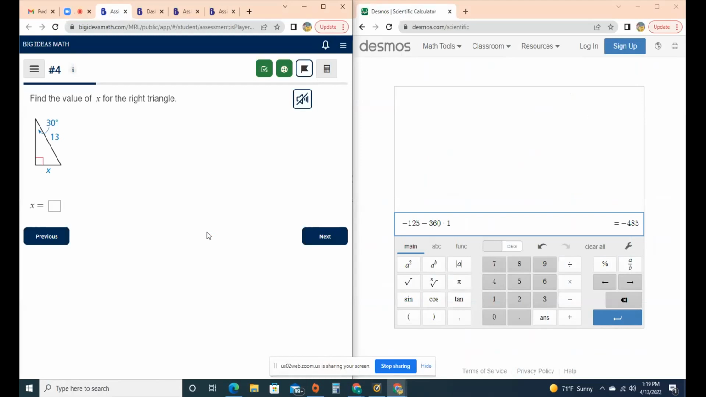So, wait, do I divide 13 by 2 or 30 by 2? The side length is 13. 6.5. Yes.